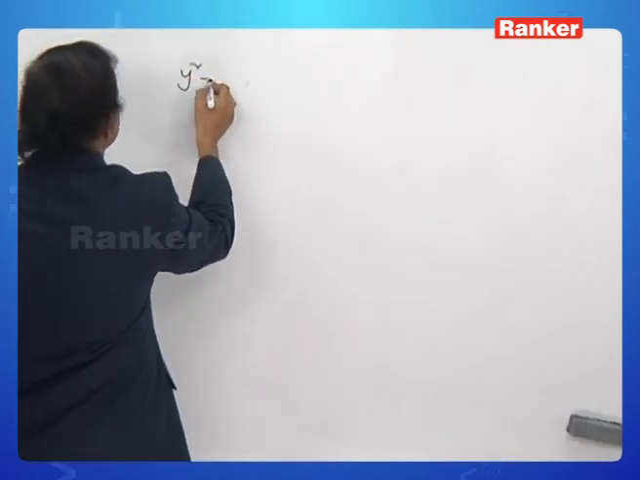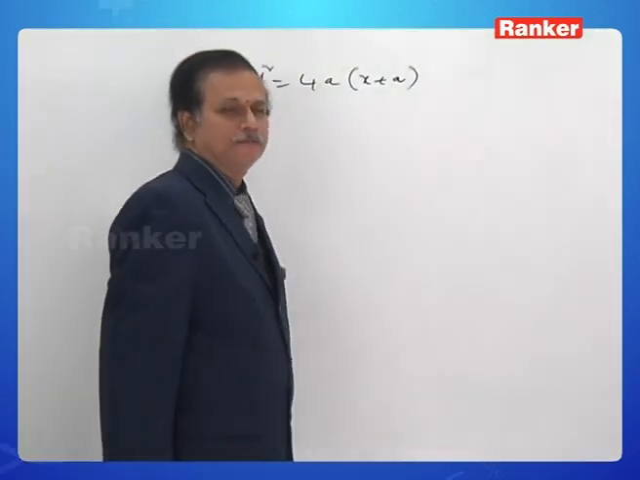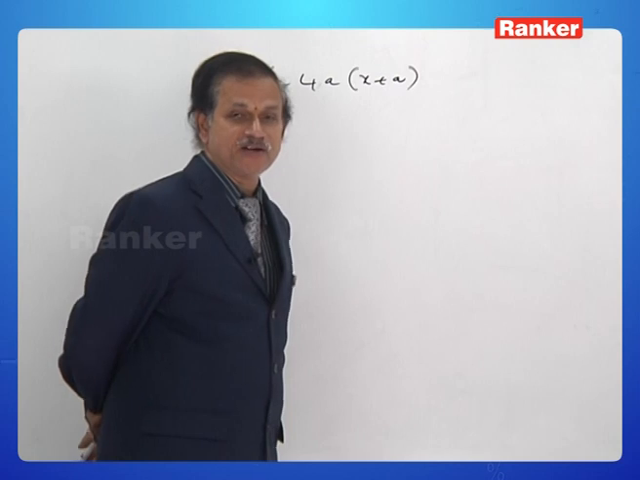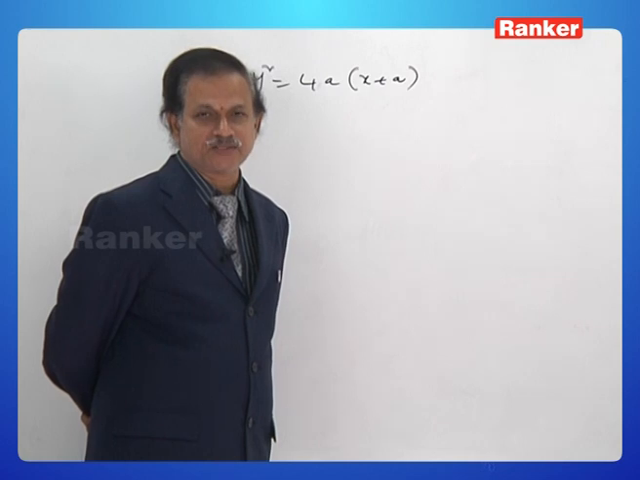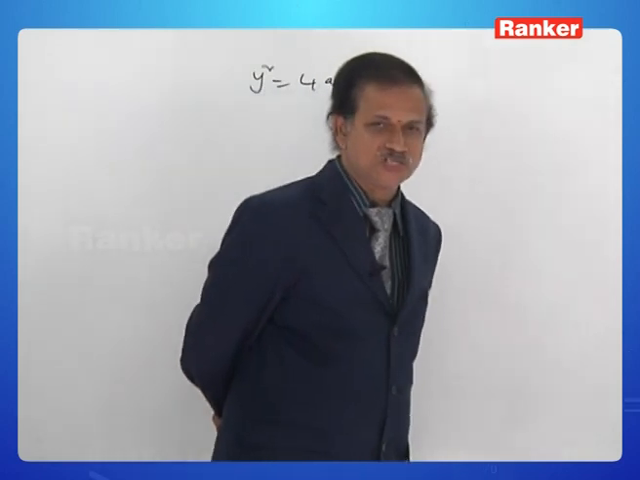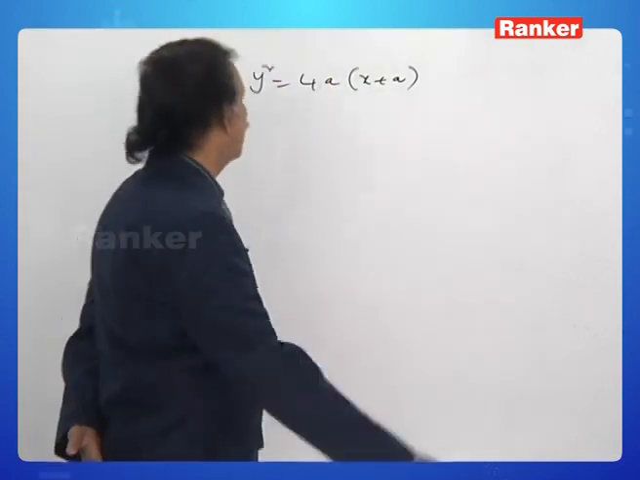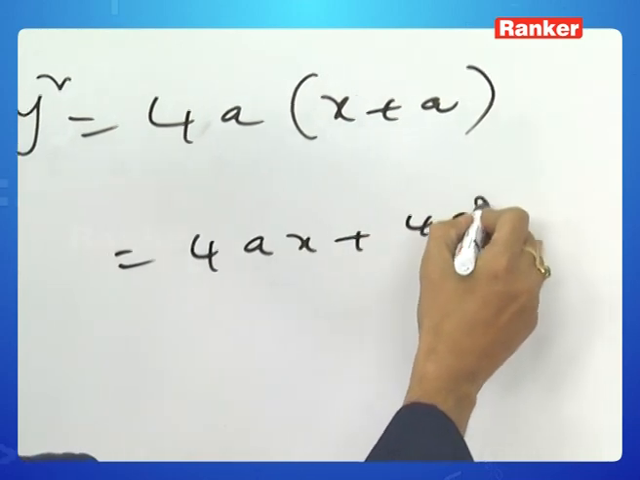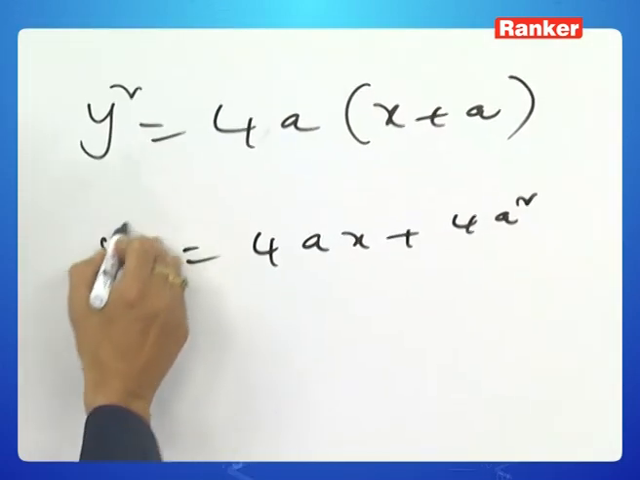What is the differential equation of the family of parabolas y square is equal to 4a into x plus a? Here, of course, the vertex is not at origin. It is minus a, 0 is the vertex. Okay. What is the differential equation? Well, my dear, how many constants are to be eliminated here? Only one. What is that? a. Okay. This is equal to 4ax plus 4a square. Correct? Hence, y square is equal to this.